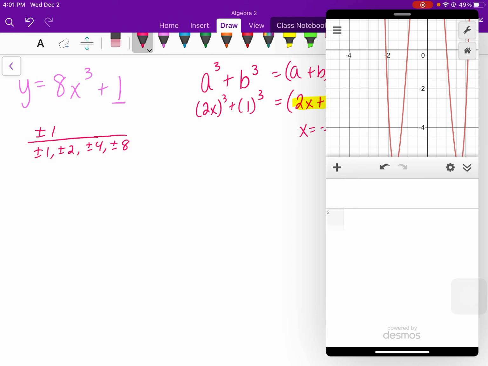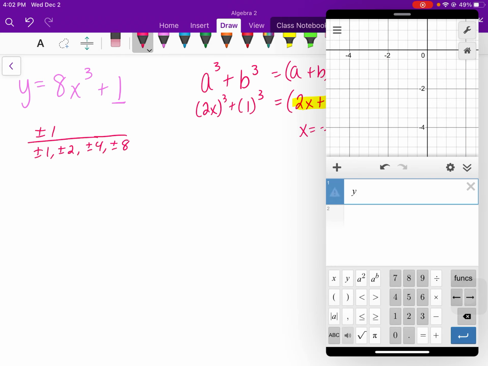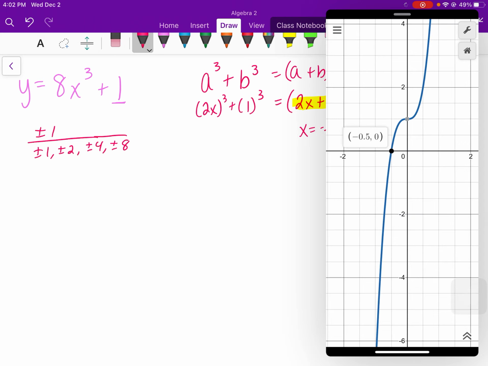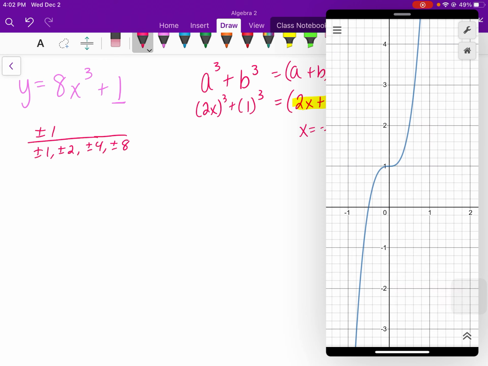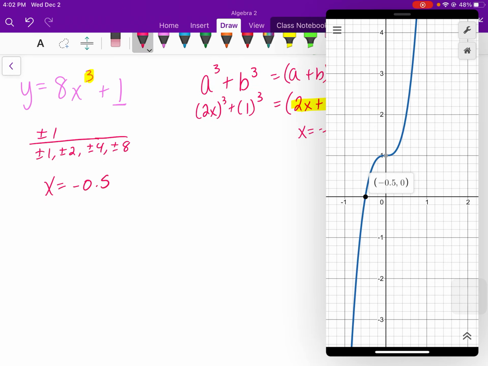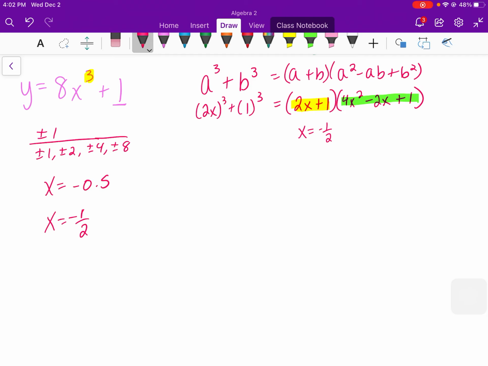Let's take a look at what that looks like in Desmos. So y equals 8x to the 3rd power, and then plus 1. And then I can see I have one real root, and then it doesn't cross anywhere else. So that means that my other 2 roots here are imaginary. So 2 imaginary roots and 1 real root, because I should have a total of 3 roots. So my first real root was the negative 0.5, which was the half. So x equals negative 1/2, which I would have got solving it this way too.